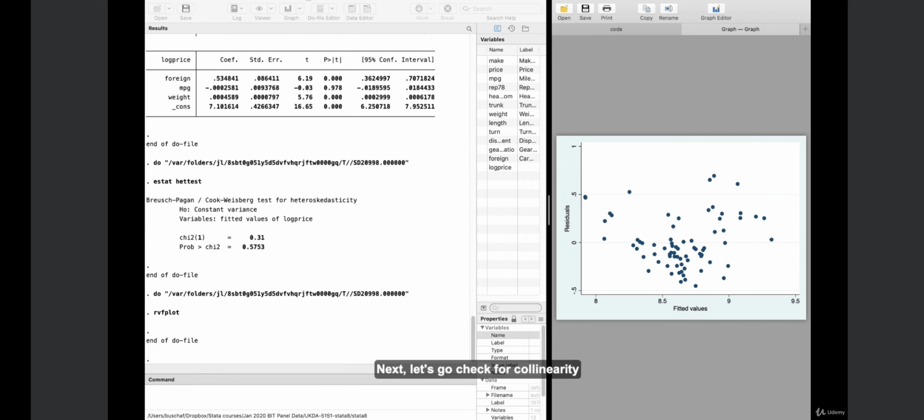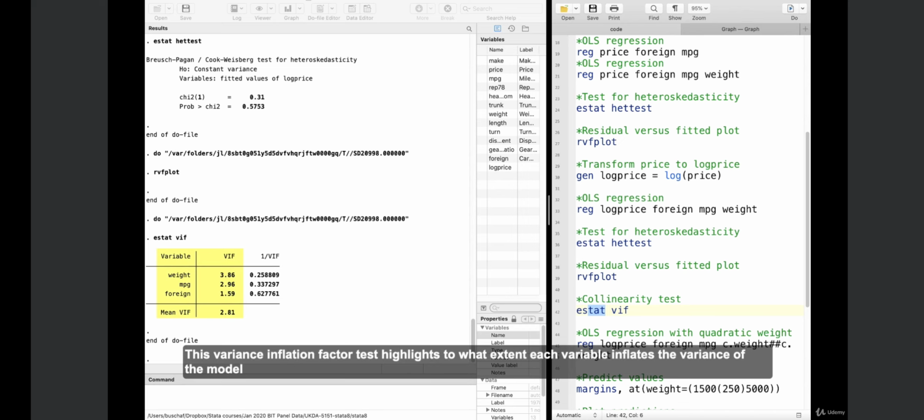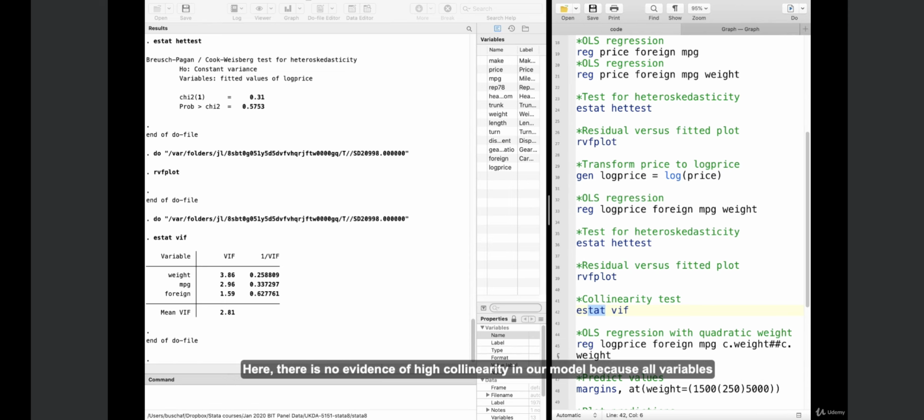Next, let's go check for collinearity. This variance inflation factor test highlights to what extent each variable inflates the variance of the model. High values above, say, 50 or so, on particular variables are indicative that these variables are collinear with other variables. Here, there is no evidence of high collinearity in our model because all variables have very low variance inflation factor values.